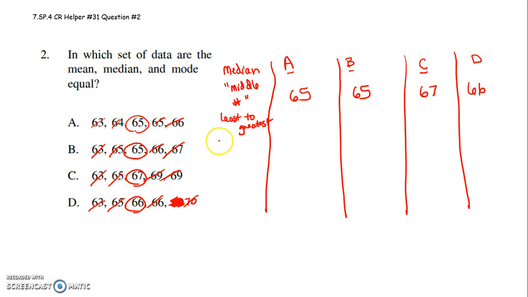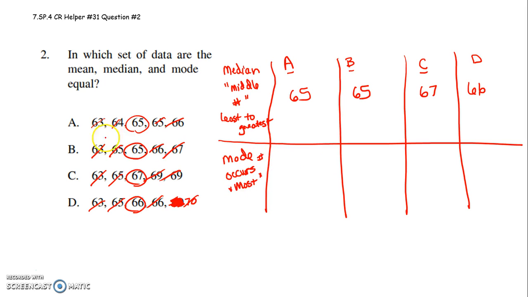All right. So now I'm going to find the mode. Mode is which occurs most. So it's the number that occurs the most. So let's see, in our first set of data, there's 2 65s. Everything else is just a onesie. So that's a 65. For the second set of data, that's a 65. Next set of data, 69.